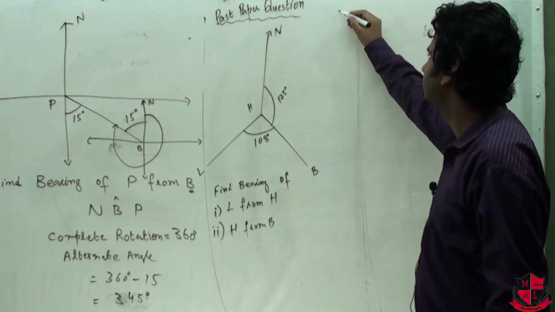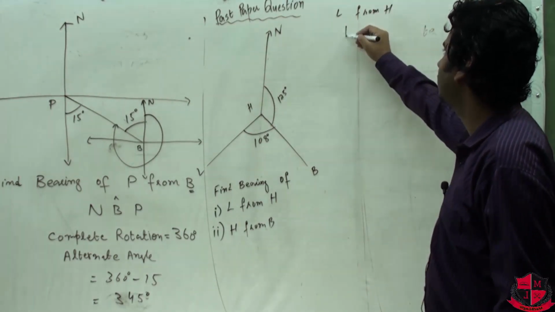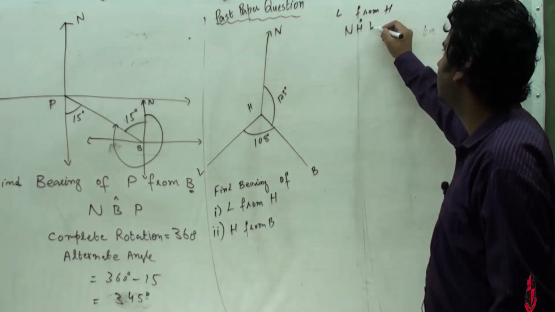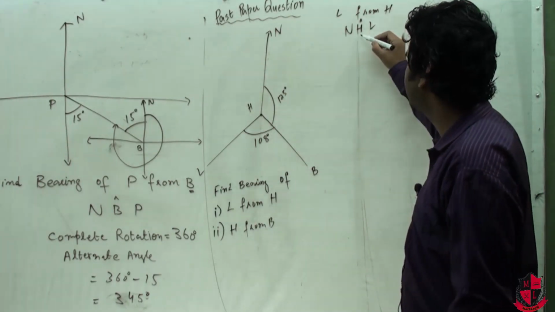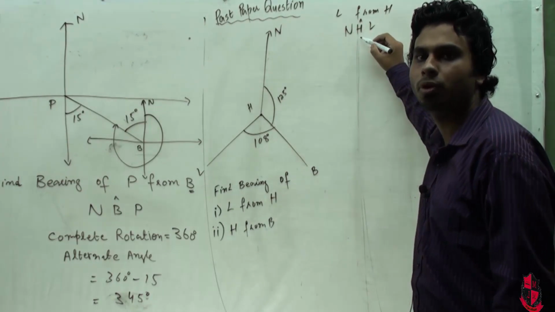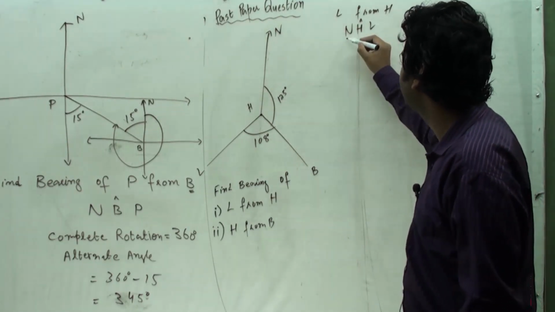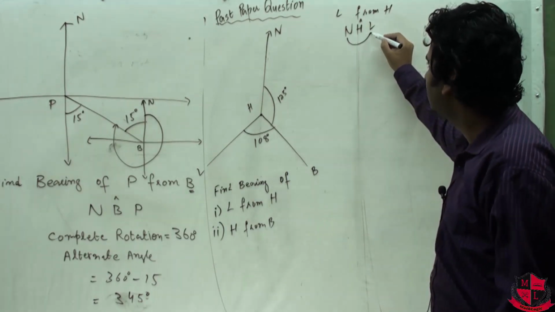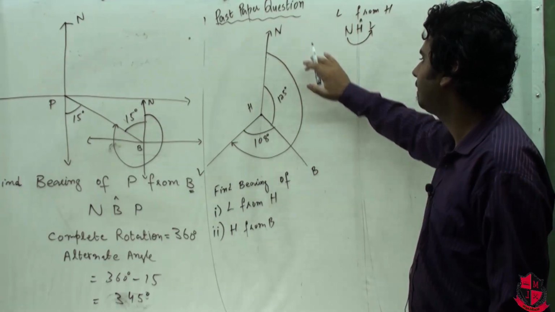And we know that the meaning of L from H is NHL. So our vertex is H. Vertex H means the angle is forming at point H. So it will start from N, and we need to end at L. NHL meaning the bearing starts from N and ends at L.